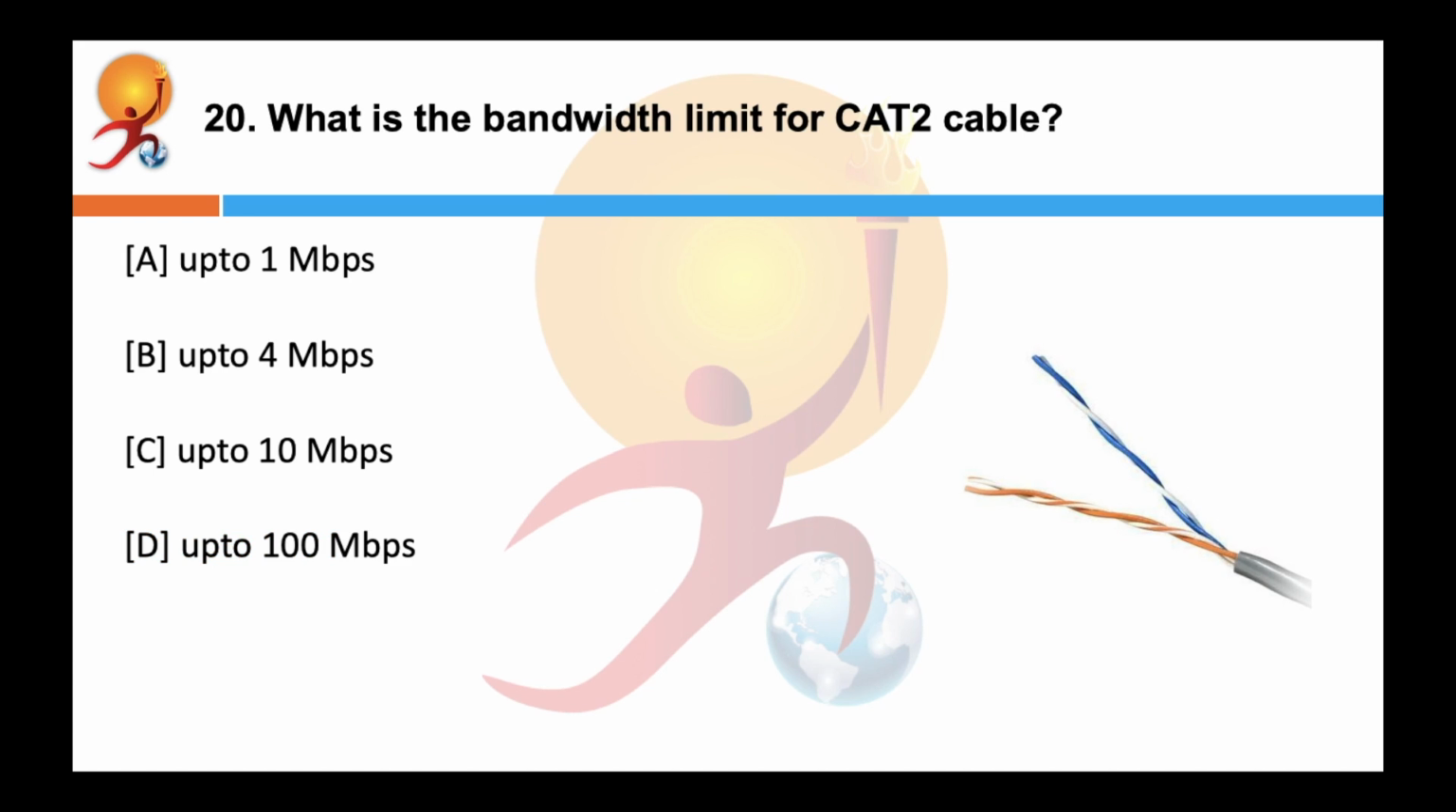What is the bandwidth limit for Cat2 cable? Correct answer is B. Cat2 or Category 2 cable supports speeds up to 4 Mbps. It is used mostly for token ring networks. It is an improvement over Category 1 cable which supports speeds up to 1 Mbps.